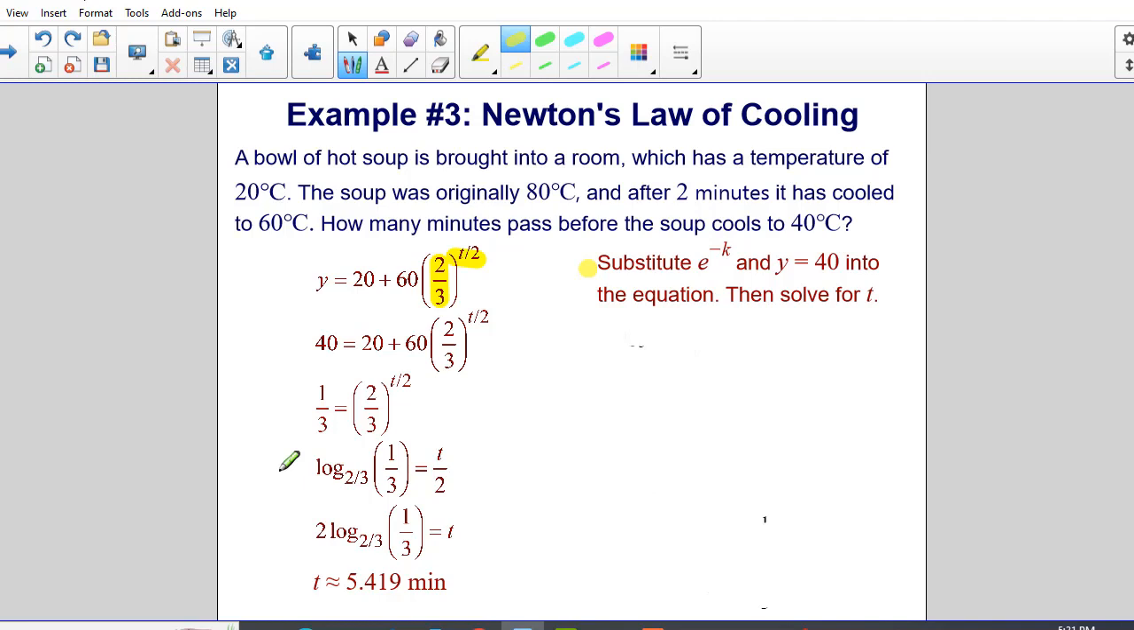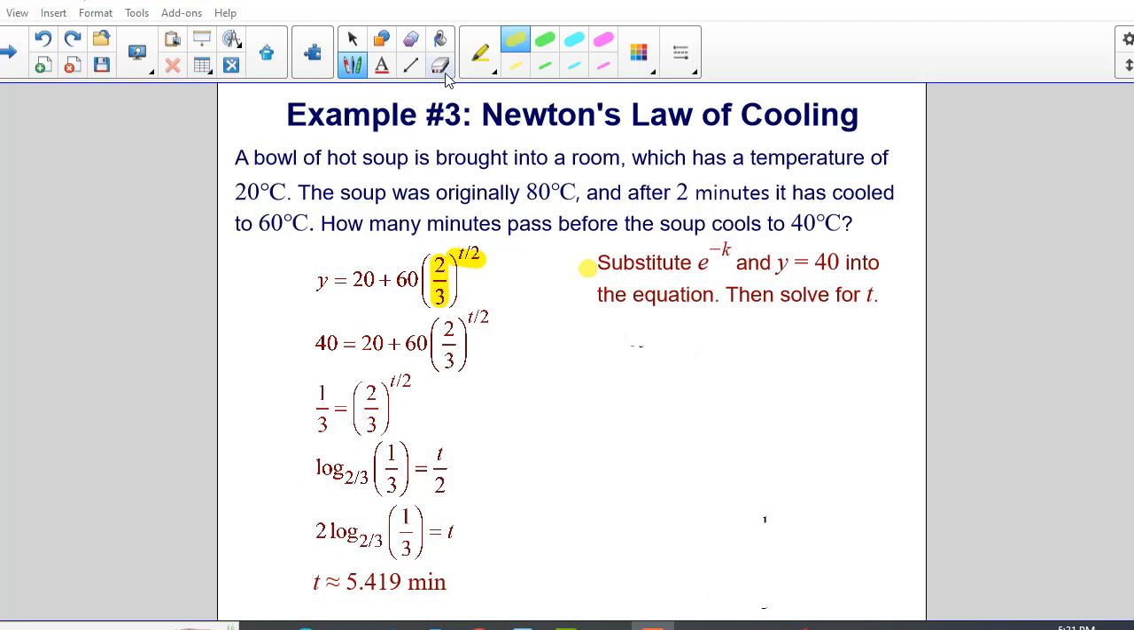What I do to solve for t is I take the log of both sides, and by the way, I'm using a base of 2/3 since that's the base here. So this is log base 2/3 of 1/3 is equal to t over 2. And then I multiply both sides by 2 to get 2 times the log base 2/3 of 1/3. I said that wrong, I'm sorry. 2 times the log base 2/3 of 1/3 is equal to t. And we find out that t is equal to 5.419 minutes.